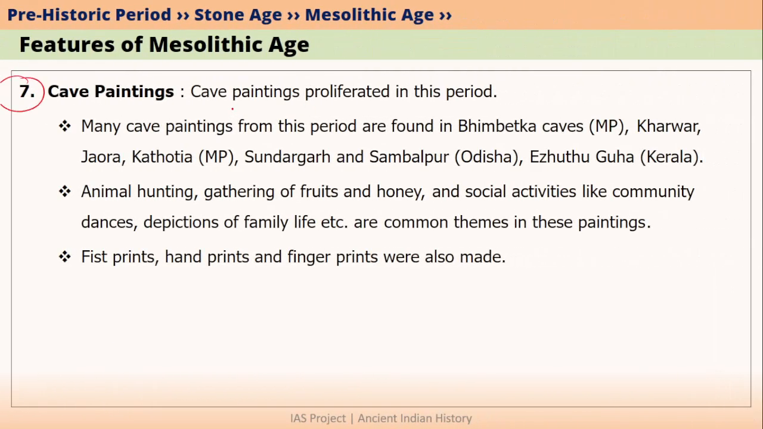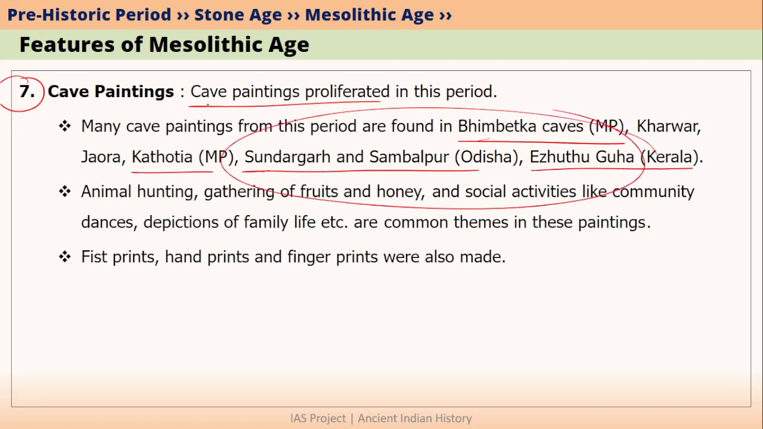In Mesolithic Age, cave paintings proliferated. We have seen in our previous slide that cave paintings in India first started in Upper Paleolithic Age. However, the number of cave paintings that we find from Upper Paleolithic Age are very less. We find most of the cave paintings in India from Mesolithic Age, not Upper Paleolithic Age. Examples can be in Bhimbetka caves, Karwad, Jawada and Katotia in Madhya Pradesh, Sundargarh and Sambalpur in Odisha, Eluthu Guha in Kerala. All these places have Mesolithic Age paintings.